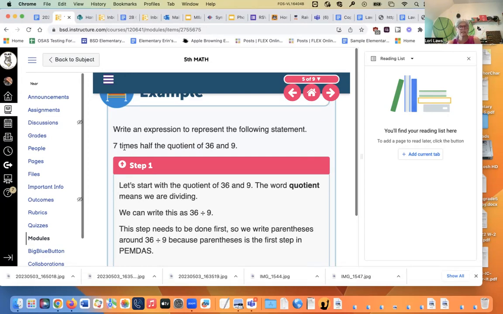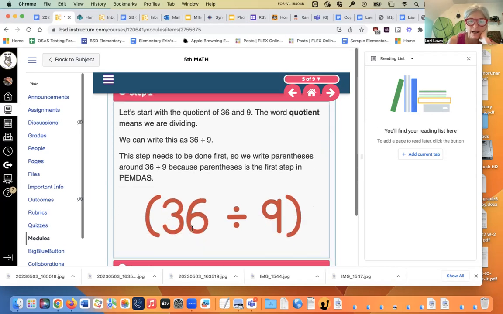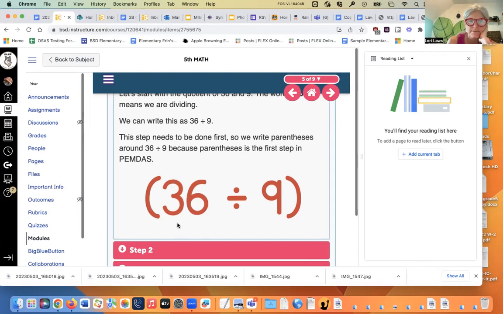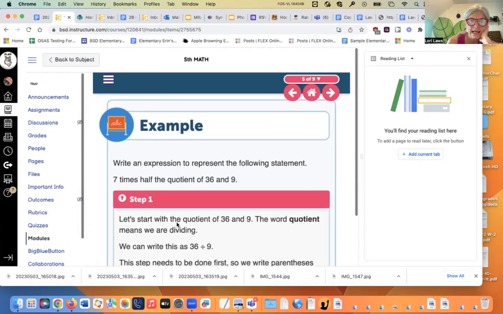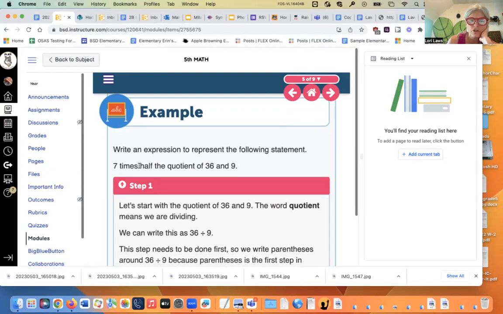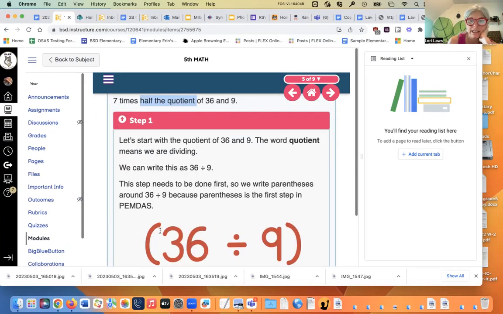Now, since there's some timesing in there from left to right, but we need to do this first, we're going to have to put it in parentheses. So we have to write the parentheses in so that they don't do the 7 times before they do the 36 divided by 9. So there it is in the parentheses. Now we go back and read it again. 7 times half the quotient, half the quotient. So we're going to do half, divide this by 2 in half. So we do 36 divided by 9, and then we divide it by 2. We split it in half.